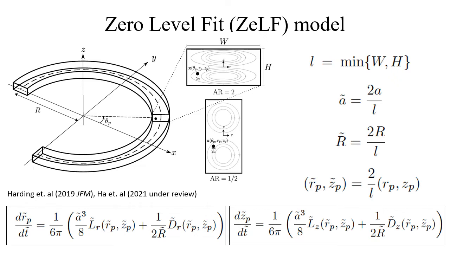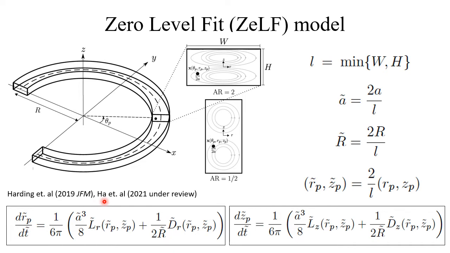Now we adapt this model to use it for rectangular cross-sections. This simplified ZELF model is derived from the more complete model of Harding et al. by fitting simple model functions to the force fields. If you are interested in more details about these models and their derivation, then you can have a look at the GFM paper by Harding et al. and our conference proceedings paper as well.